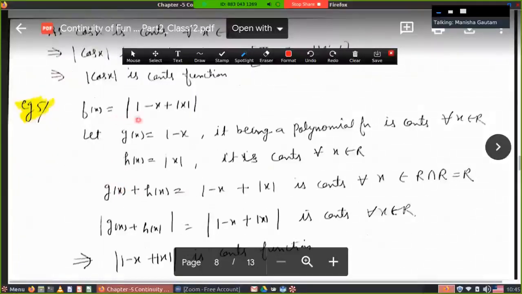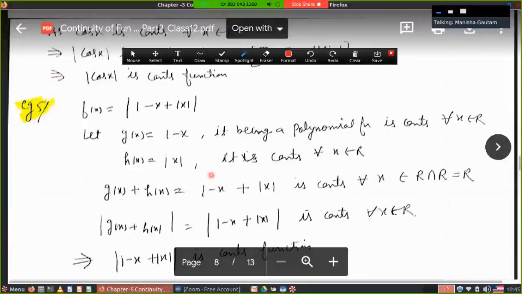Now f(x) is equal to modulus of 1 minus x plus mod x. Show that it is continuous. Split this function into two parts: 1 minus x and mod x. The first function is 1 minus x, and the second function is mod x. 1 minus x is a polynomial function, and I've told you a polynomial function is always continuous. Mod x, the modulus function, is continuous. If f is continuous and g is continuous, then their sum is also continuous, as I told you in the theorem. Here the sum of functions g and h is also a continuous function.